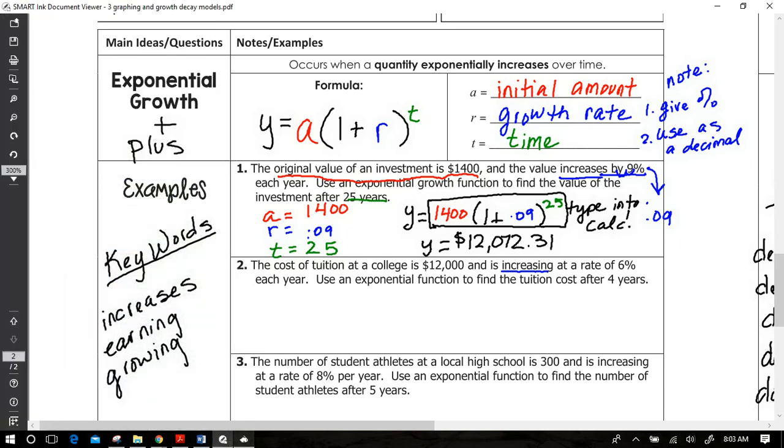Let's do number 2 together. The cost of tuition at a college is $12,000. So my initial amount is $12,000. And it is increasing at a rate of 6%. So instead of 6%, I use 0.06. So R equals 0.06.